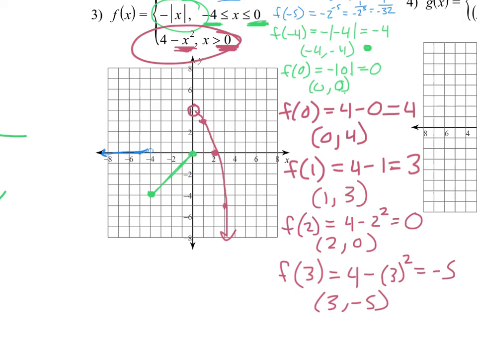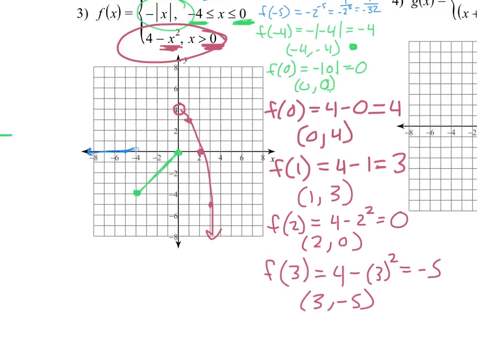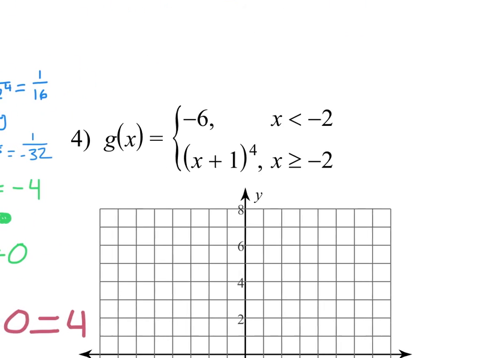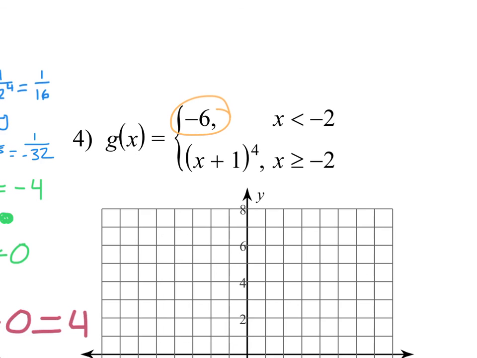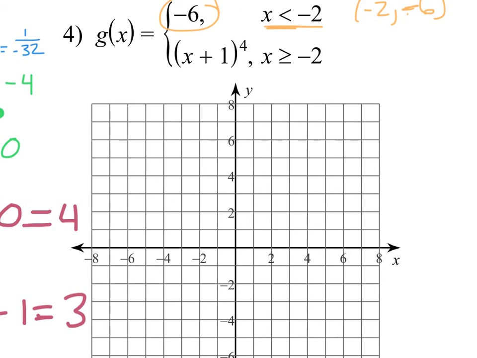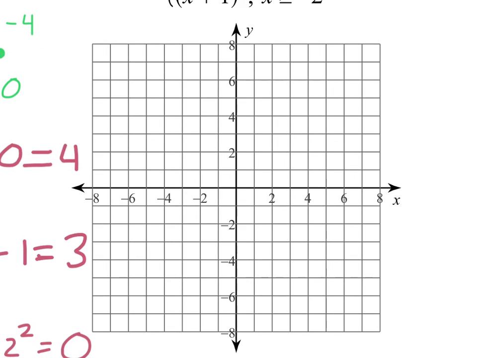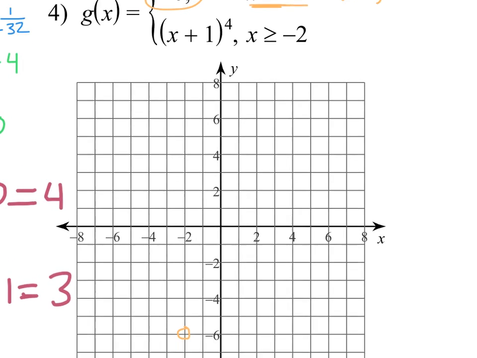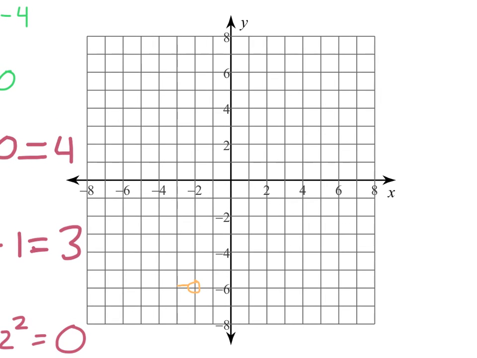Okay, so moving on to 4. We see we have a constant here, so we know we're going to have a flat line. So we start when x is negative 2, y is negative 6. And we're going to have an open circle there. So we go to the left 2 and down 6, have an open circle, and then x is less than negative 2, so we're going to the left.